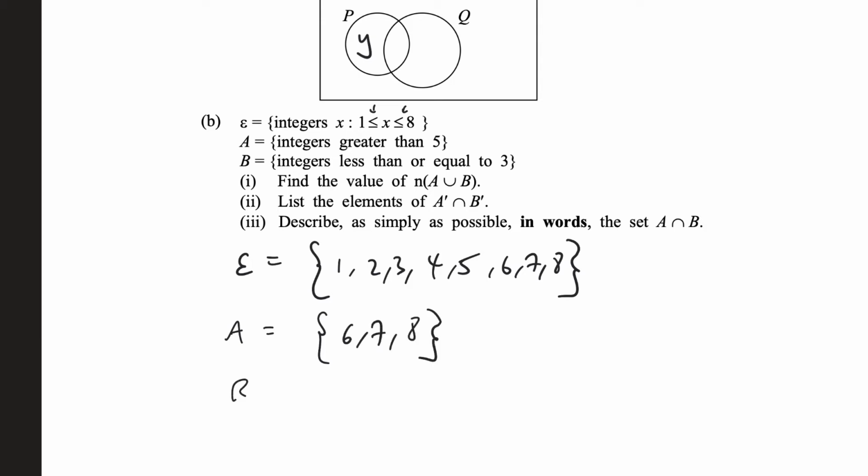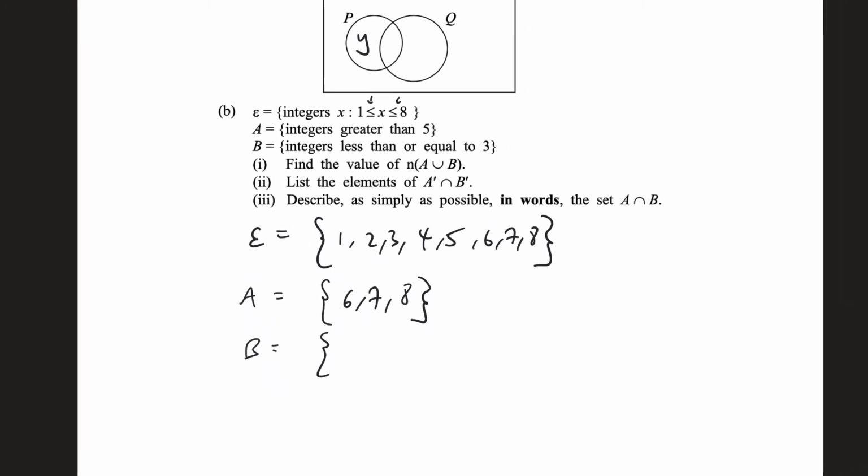Once again, the universal set is a set containing all the elements. Yep. And B, integers less than or equal to 3. So less than or equal to 3, there's 1, 2, and 3.